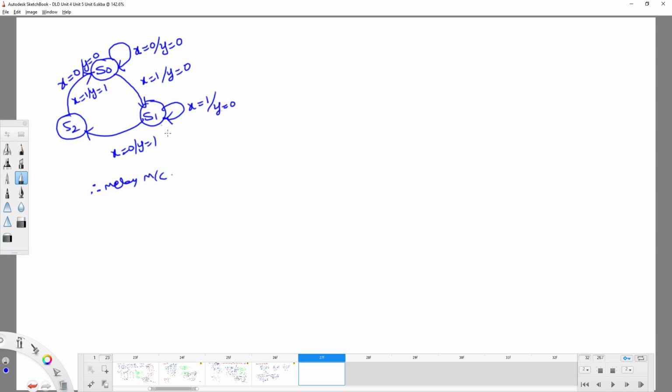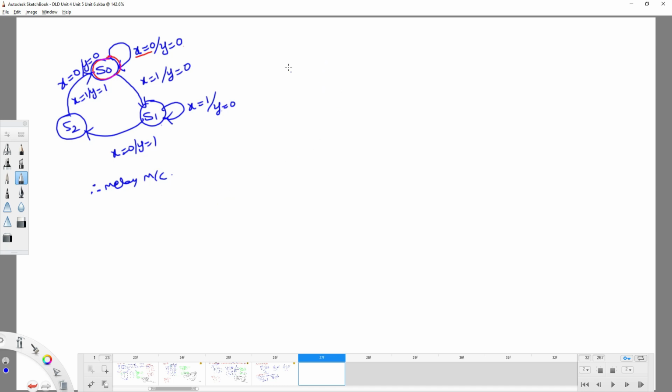I mean, you can understand that if I give the present state and the input, it will produce its output. Okay? Yes. So can we try to draw a table for this? Yes, we can represent it, right?